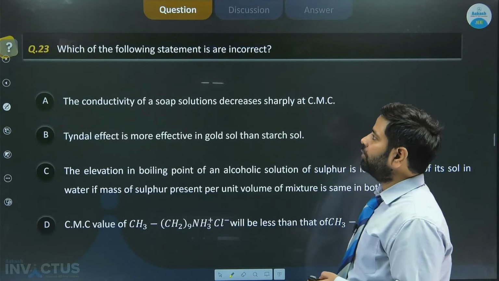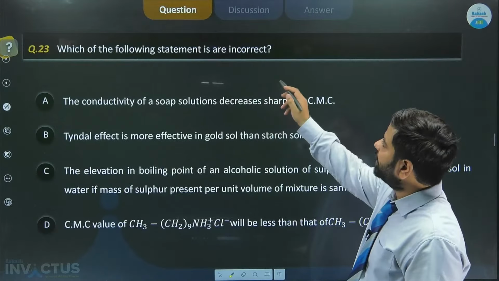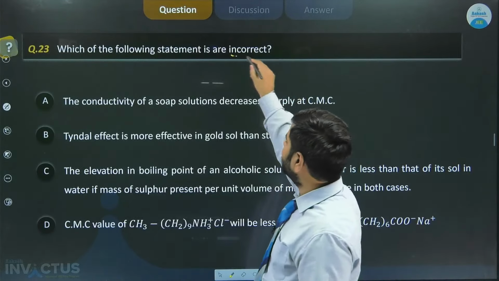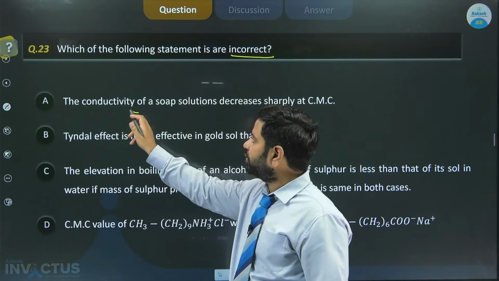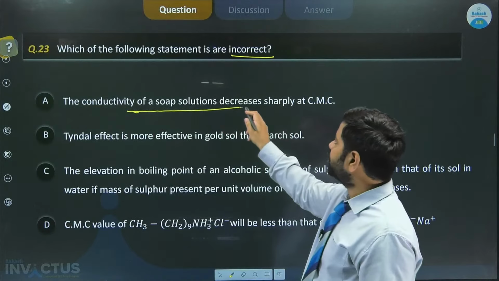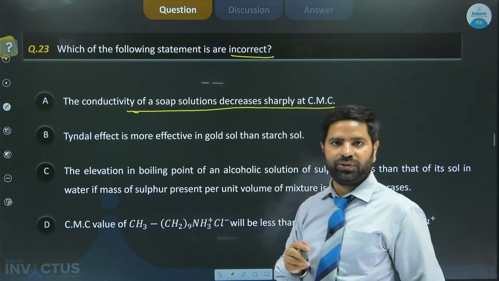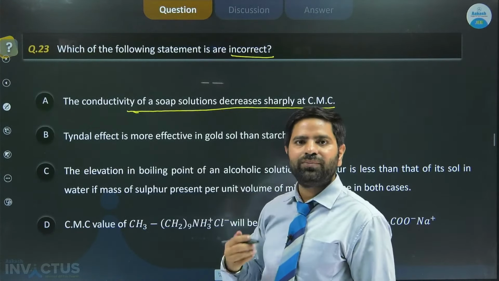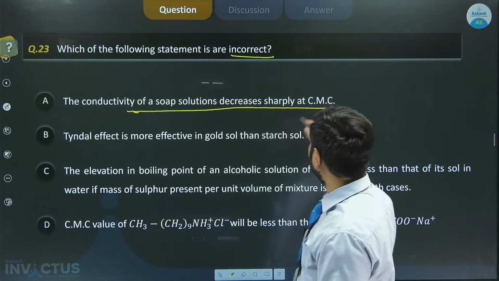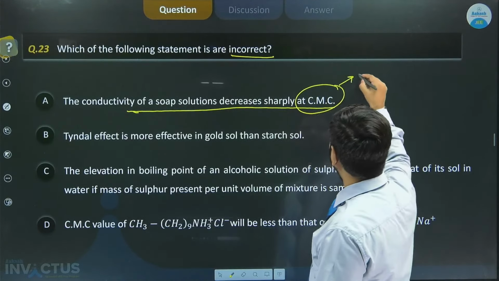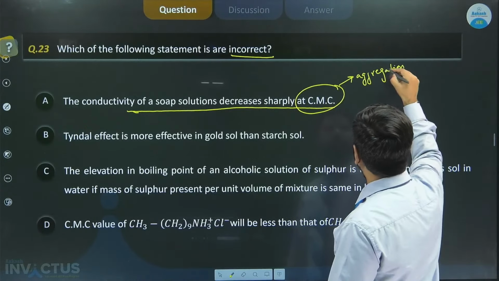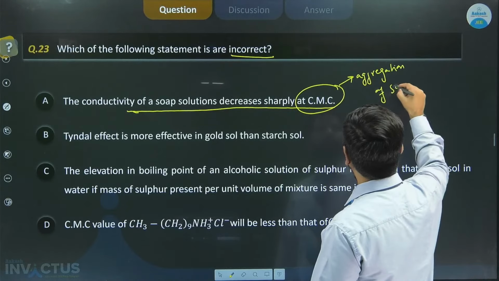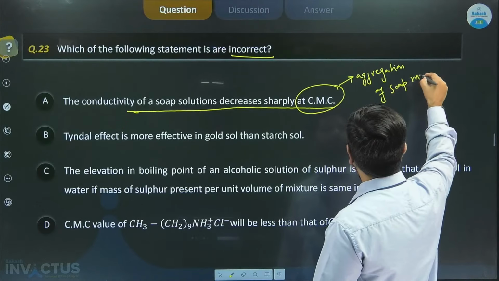The next question: which of the following statements are incorrect? Incorrect statement we have to choose. It is a theoretical question: the conductivity of soap solution decreases sharply at the CMC. We know that at the CMC, aggregation of soap molecules takes place.